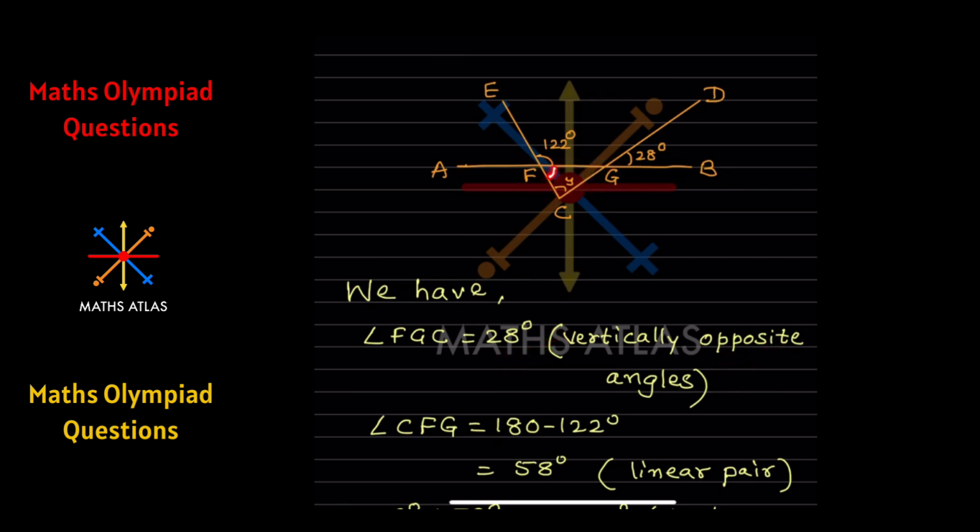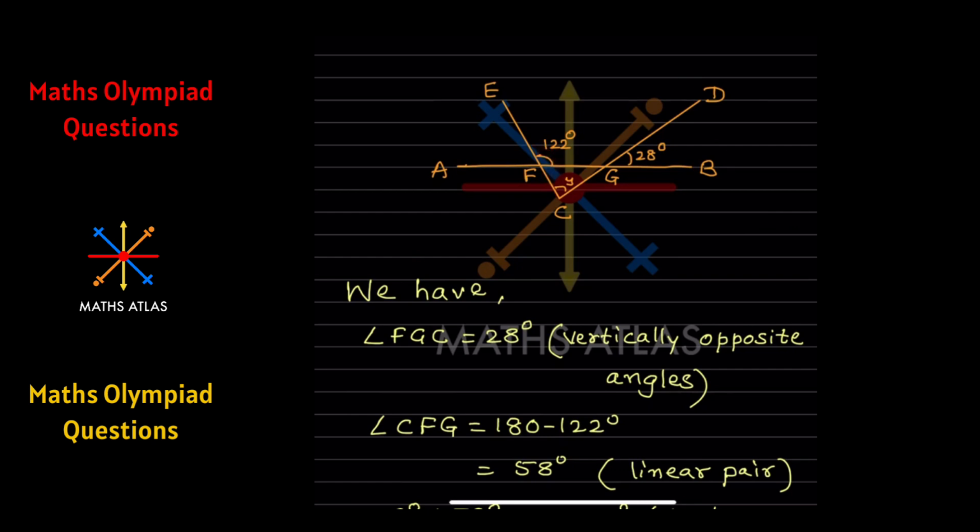Now we need this angle. We got this one, we need this angle. So what are we going to do? Look at this 122. You know this is a linear pair, because whenever you have a straight line like this, that is a linear pair. So this together should be 180.